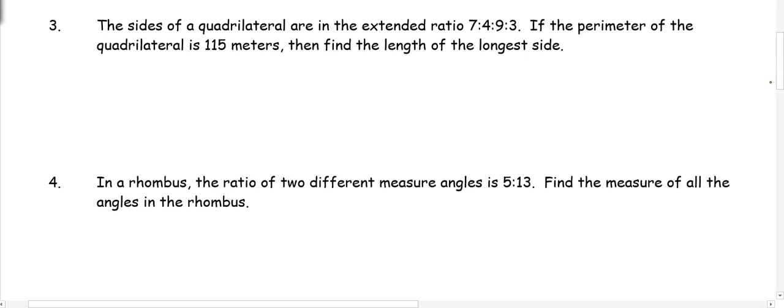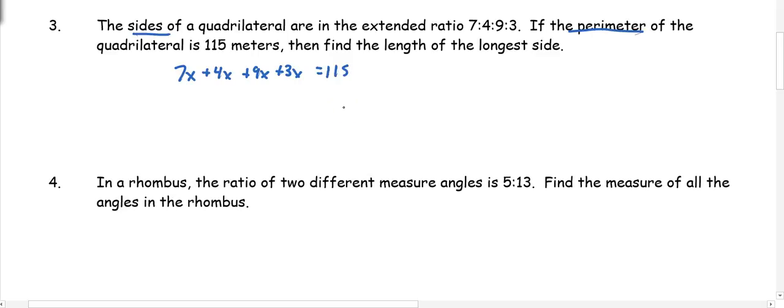Number 3, the sides of a quadrilateral are in the extended ratio of 7, 4, 9, 3. The perimeter of the quadrilateral is 115 meters. Find the length of the longest side. So again, we're dealing with sides, so each ratio is still going to get an x with it, so 7x plus 4x plus 9x plus 3x. If we're dealing with sides, we're going to set it equal to the perimeter, which is 115 meters.